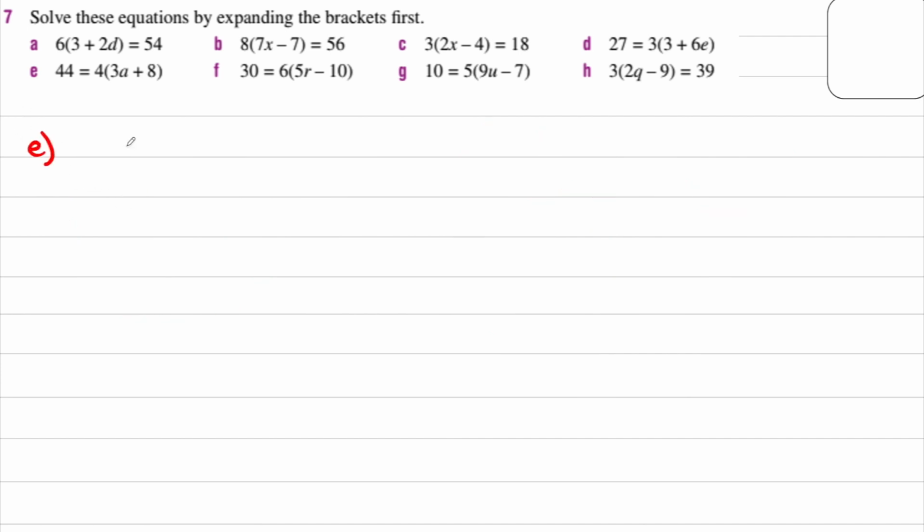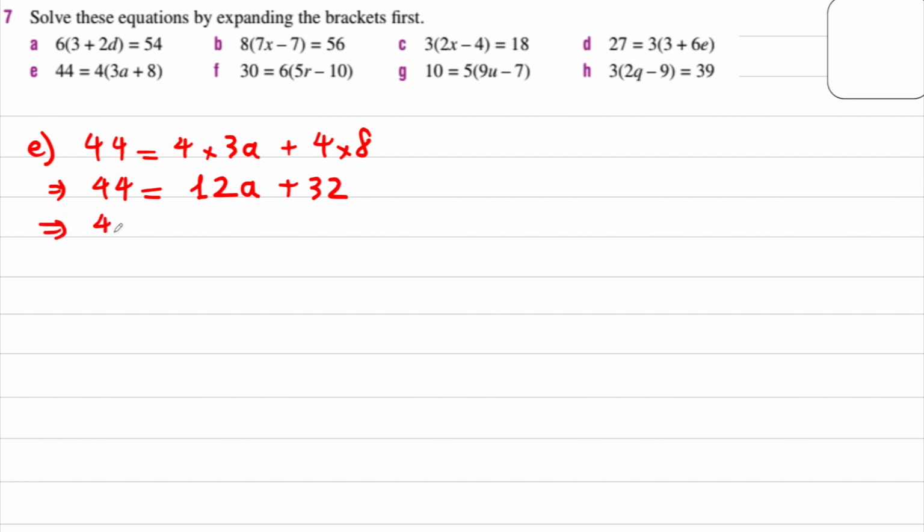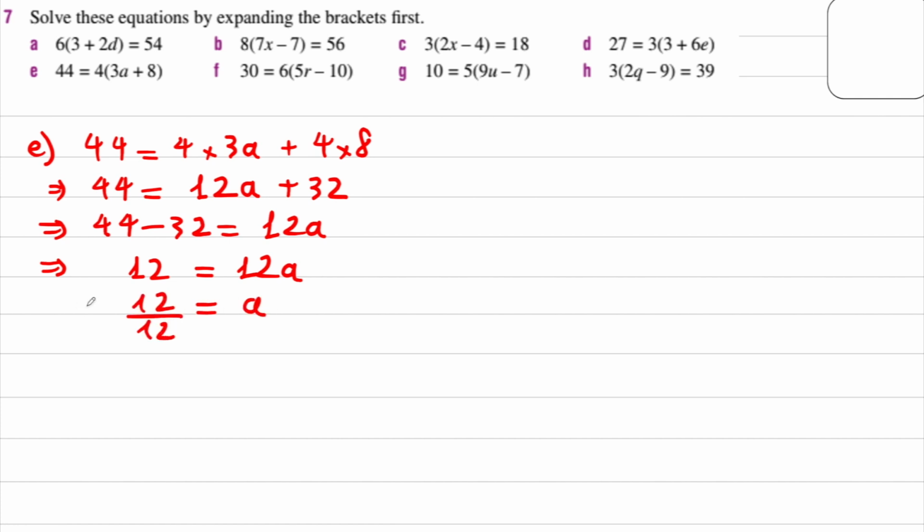Going on for question E. 44. 4 times 3a plus 4 times 8. And for this 44, 12a plus 32. Next one is 44 minus 32 and 12a like here. This is equal to 12 and this one equal to 12a. How about a? 12 divided by 12. You got here is 1.